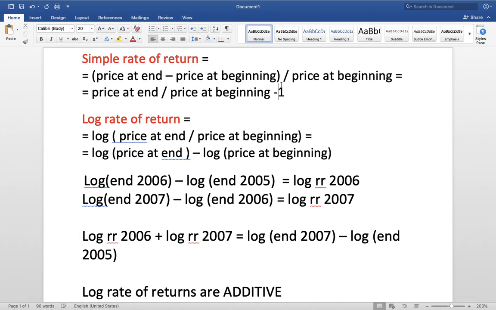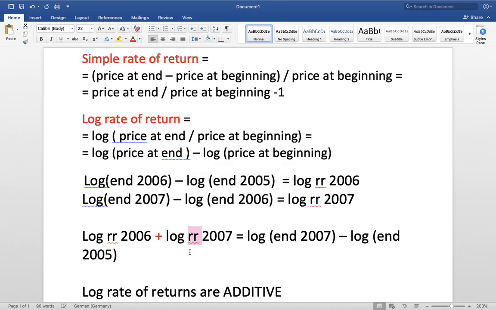This, however, is something which you could not do with a simple rate of return. There is a mathematical formula which allows you to combine the simple rates of return and get the rate of return of an entire period, but it's not so simple as an addition.